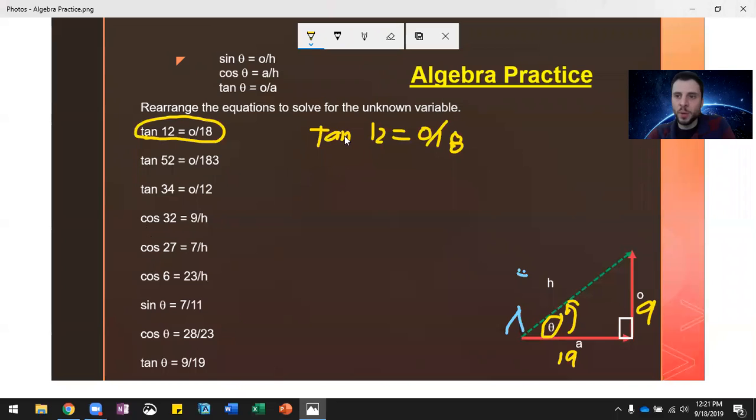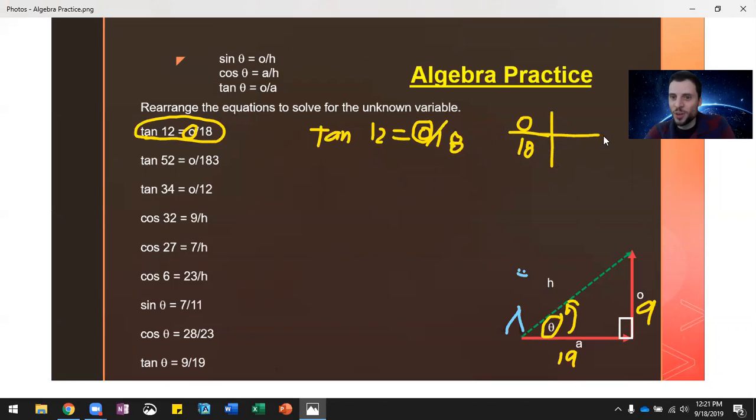So when we come back here, we have the tangent of 12. We know what that is. It's a real number, but we don't really want to put that in right now. We will later. We have this opposite over 18. We want to figure out, in this case, our unknown is our opposite. We want to figure out what that is. So before we do that, we need to rearrange our equation, and it's just some simple algebra.